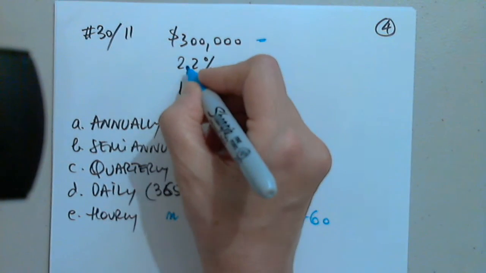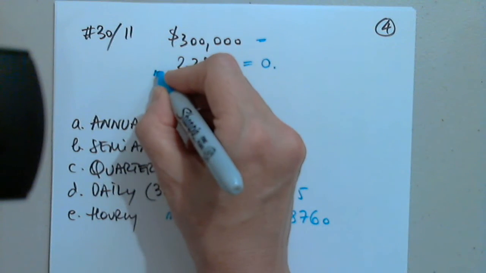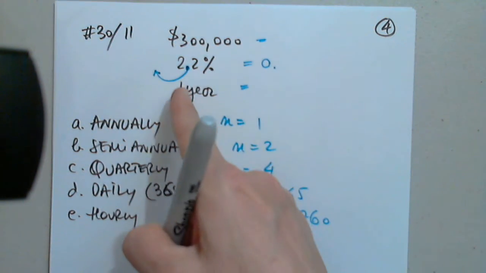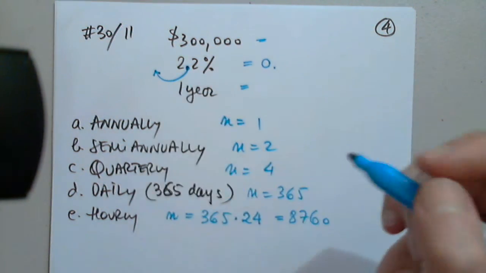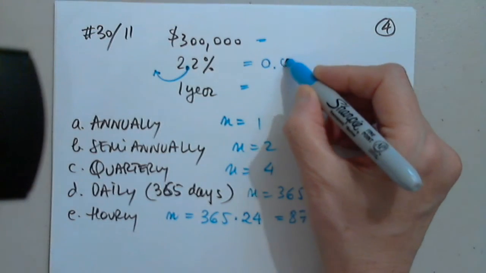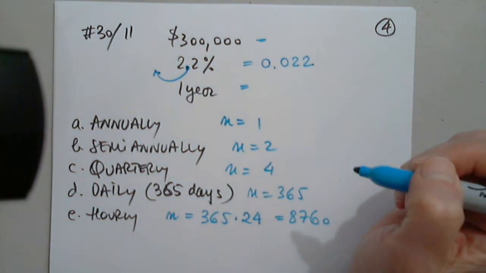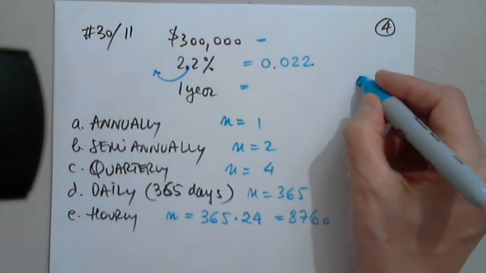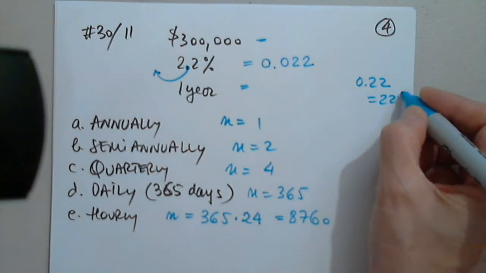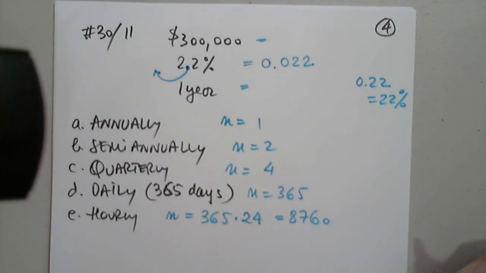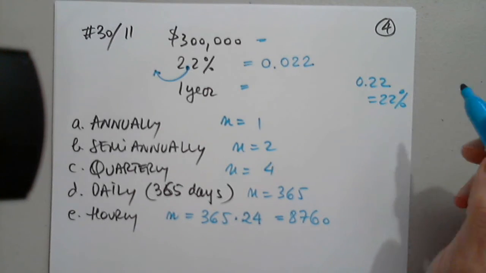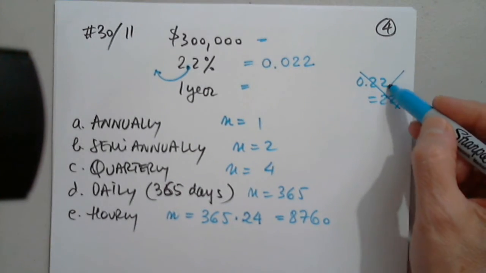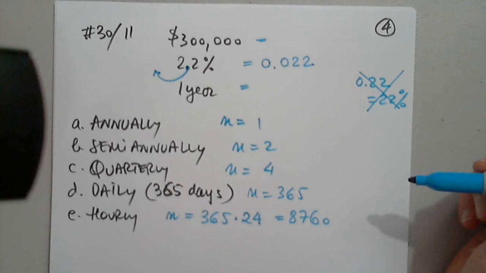0.022. Yes, we have to move the decimal point 2 spots to the left. We are dividing by 100. So 0.022. If I write 0.22, that means 22%. Is that okay? No, that'd be awful. That would be awful if we have to borrow money. But if they pay us, it will be good.